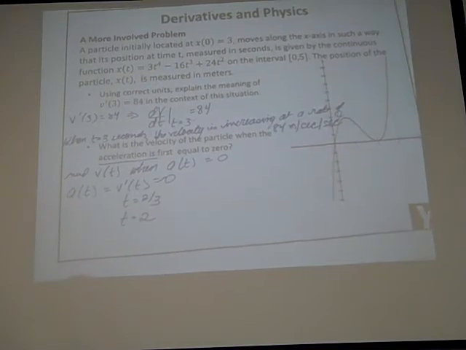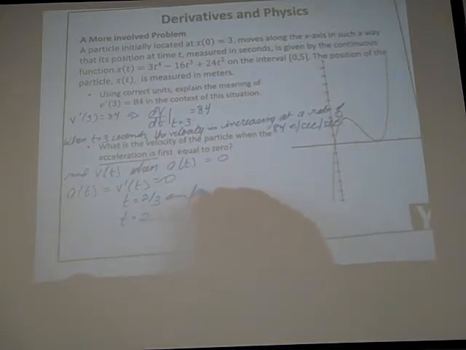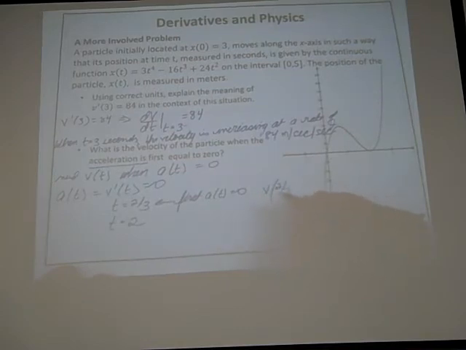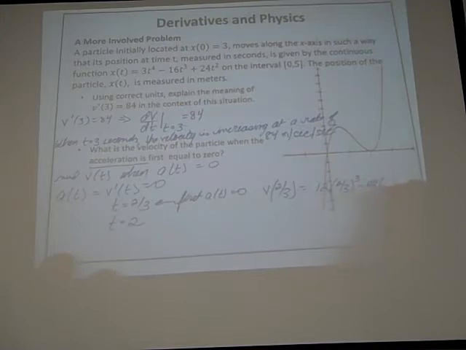We want to know the velocity when the acceleration is first equal to 0. Well, that's going to be here. This is the first time a of t equals 0, and so we need to know the velocity at that point. So we need v of 2/3. I'm going to cheat and just leave that to you to figure out. But how are you going to do that? You're going to go back to your velocity function, and everywhere you have a t, you're going to replace it with 2/3. So that'll be 12 times 2/3 cubed minus 48 times 2/3 squared plus 48 times 2/3.